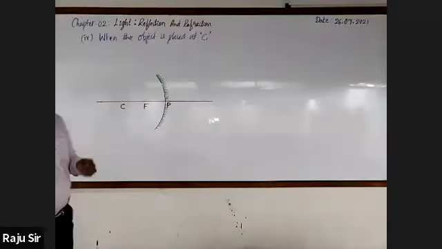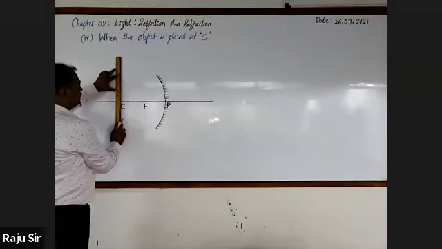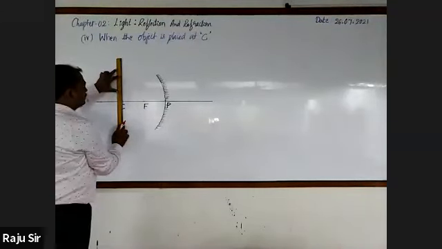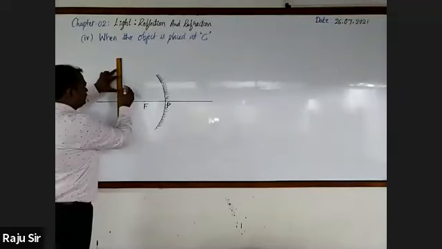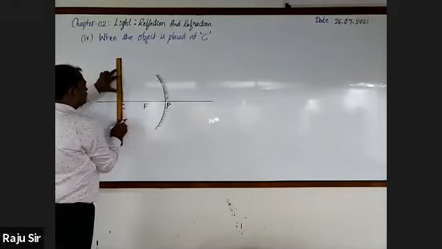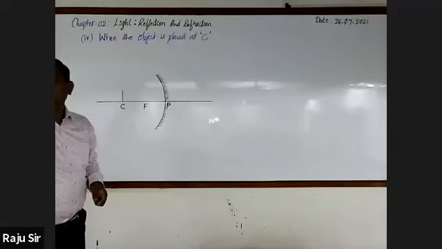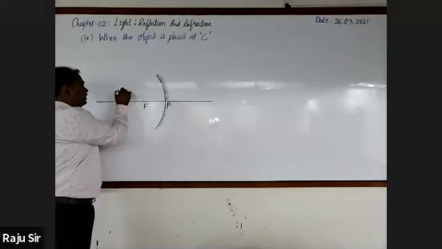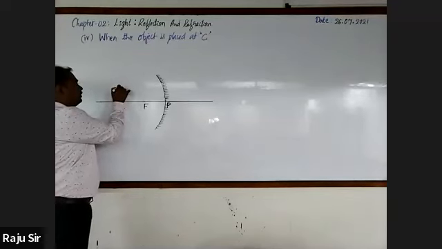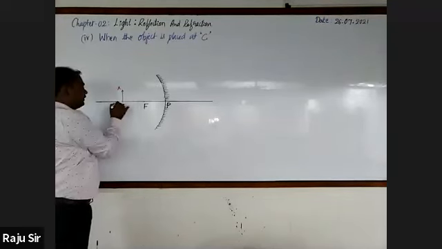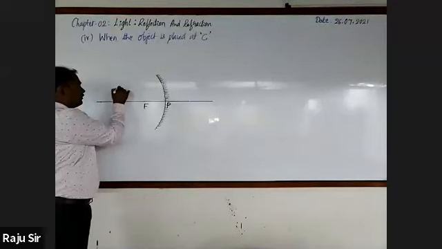At C. So again, take a scale and draw a perpendicular line. What is the general height we are taking? 1 centimeter. Yes, I'm taking exactly 1 centimeter. Next, you may name this as AB.